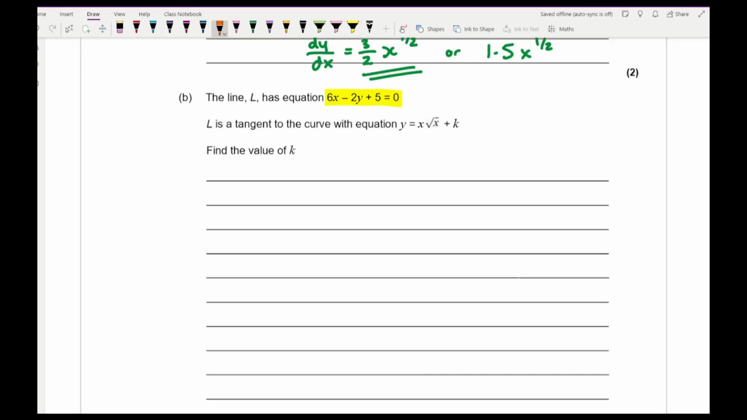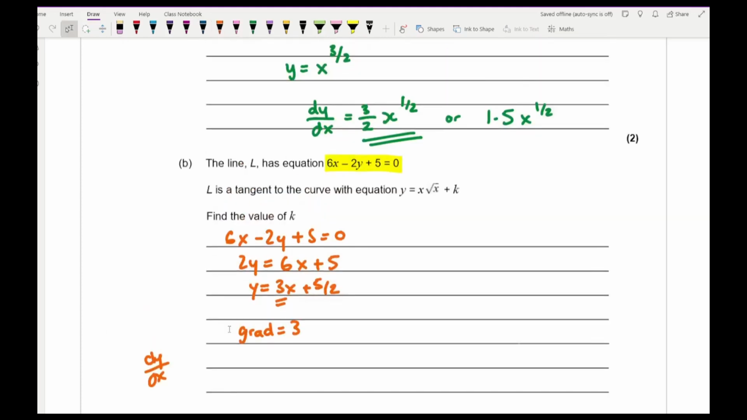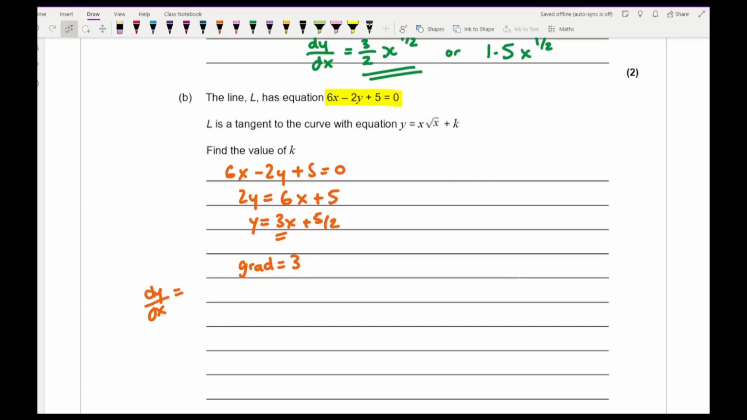So here, finding the gradient, we've got 6x minus 2y plus 5 equals 0. So I get 2y equals 6x plus 5 by taking the y over to the other side. And then what I end up with is y equals 3x plus 5 over 2. So here our gradient is going to equal 3. Now dy dx is our gradient function, so if we've already worked out what dy dx is, which is our answer in part A, then what we've got is 3 over 2 x to the power of a half equals 3.